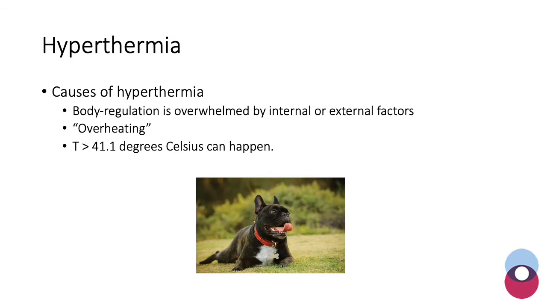So the typical causes of hyperthermia, like I said, are typically associated with internal or external factors such as overheating from, for example, an increase in external temperature. And you can see temperatures higher than 41.1 degrees Celsius, which is uncommon in patients with fever.